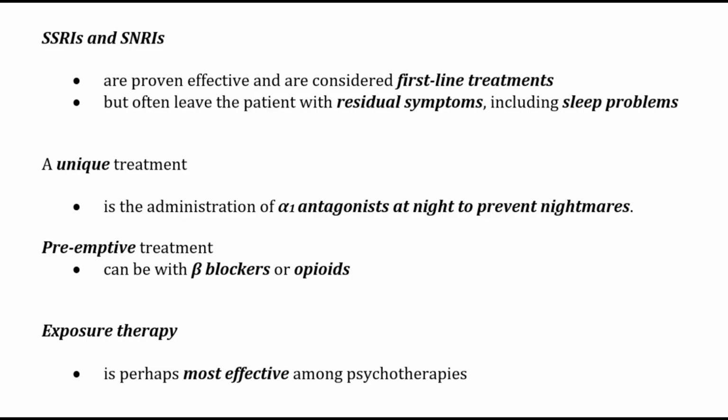Post-traumatic stress disorder. SSRIs and SNRIs are proven effective and are considered first-line treatments, but often leave the patient with residual symptoms, including sleep problems. A unique treatment is the administration of alpha-1 antagonists at night to prevent nightmares. Preemptive treatment can be with beta blockers or opioids, and exposure therapy is perhaps the most effective among psychotherapies.